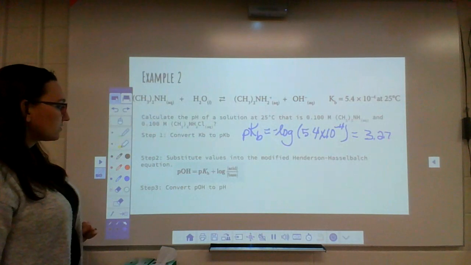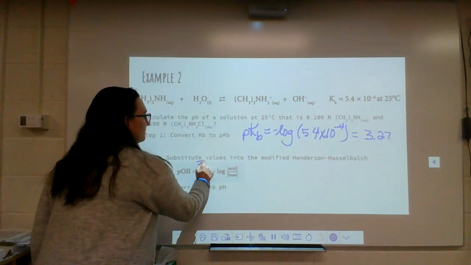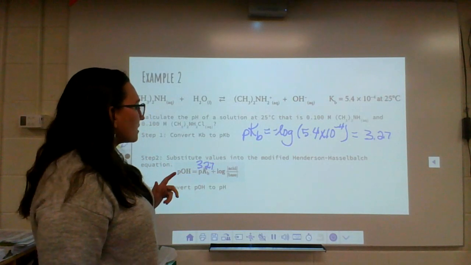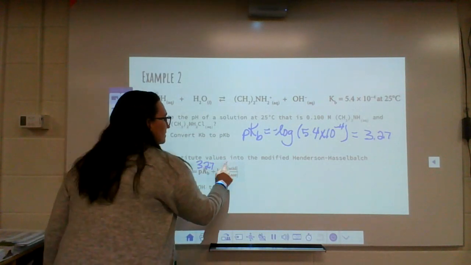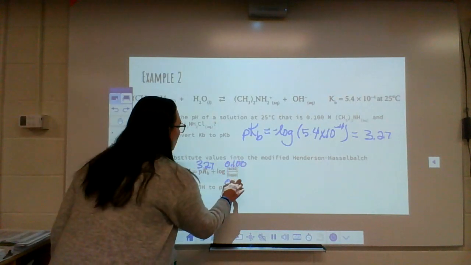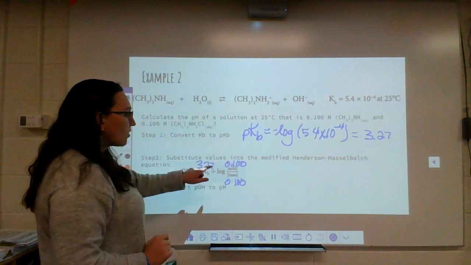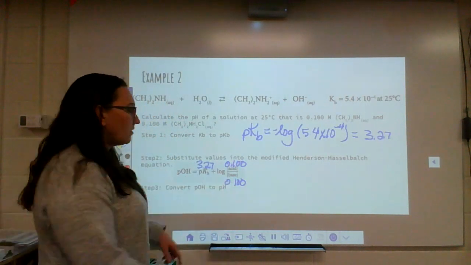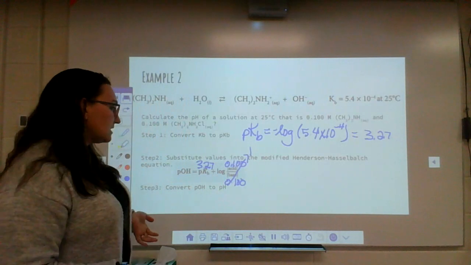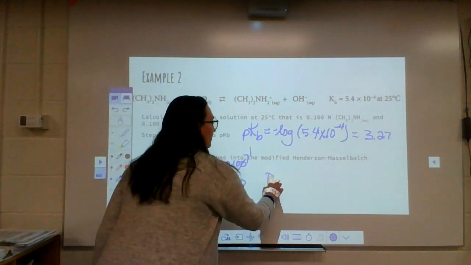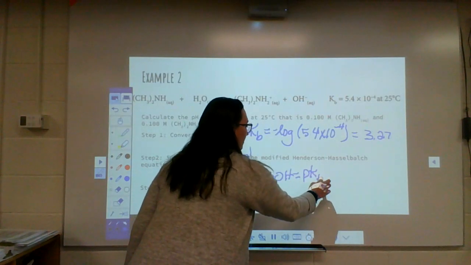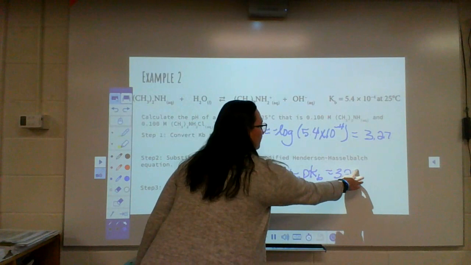Now I'm going to substitute into this equation. So I have 3.27 for my pKb, and then the concentration of my conjugate acid is 0.100, and for my base, I have 0.100. And so 0.1 divided by 0.1, well, that's 1. And the log of 1 is just 0. So in this case, the pOH is equal to the pKb, which was 3.27.